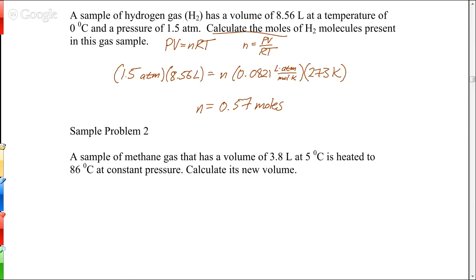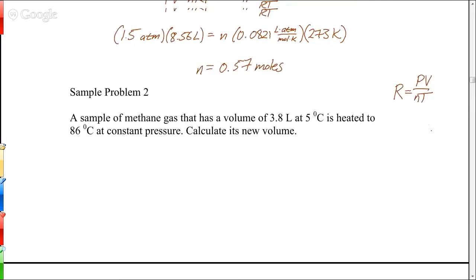Okay. So another type of problem, kind of like what we did with these other ones, but you can put this all together by recognizing that R is a constant. So if R is a constant, we can solve for R with the gas law like that. And that means that in the same sample, that fraction always has to be the same. So we can set up an equivalence. This usually isn't done with changes in moles, but it could be.